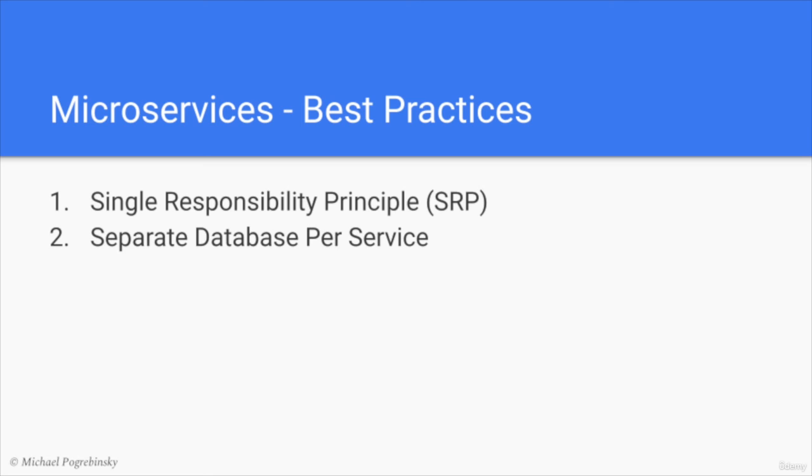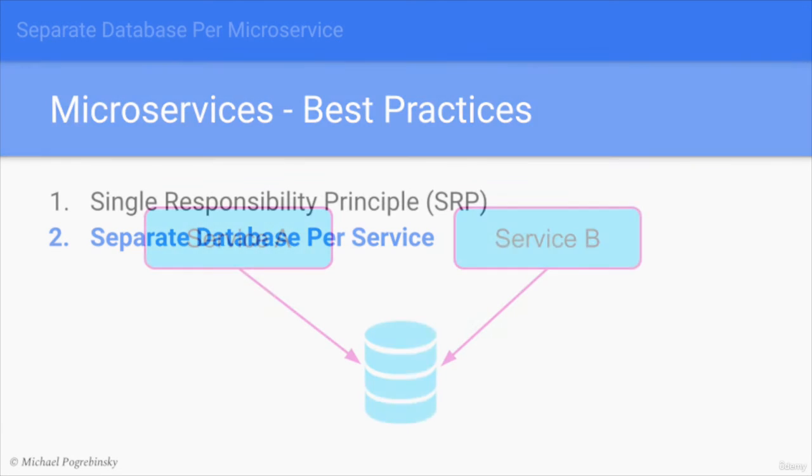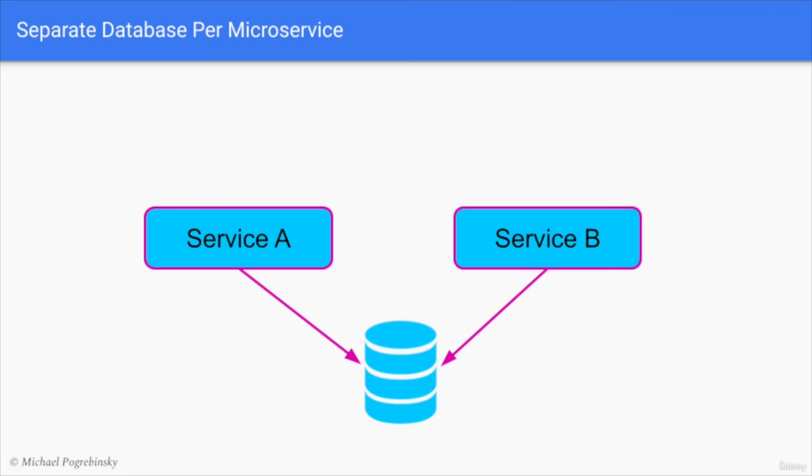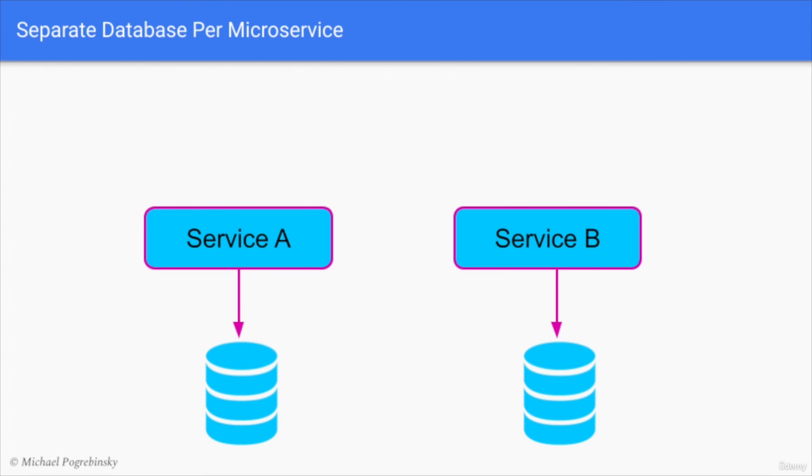Now, the second best practice to make sure that there is no coupling between different services is to have a separate database for each service. Otherwise, if two services share a single database, then every single schema or document structure change will require careful coordination between multiple teams. On the other hand, if each service has its own database, then the database essentially becomes an implementation detail of each service, and it can be easily updated or replaced completely transparently to the rest of the system.